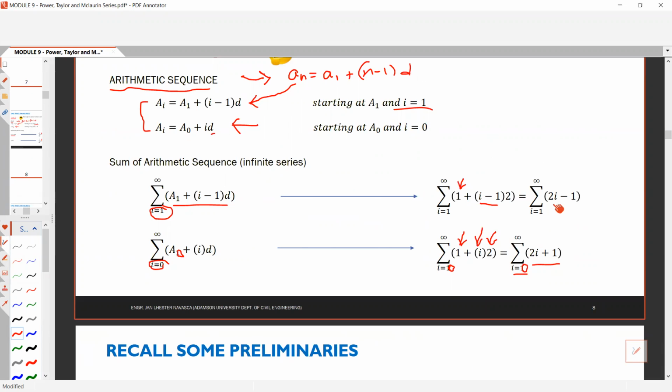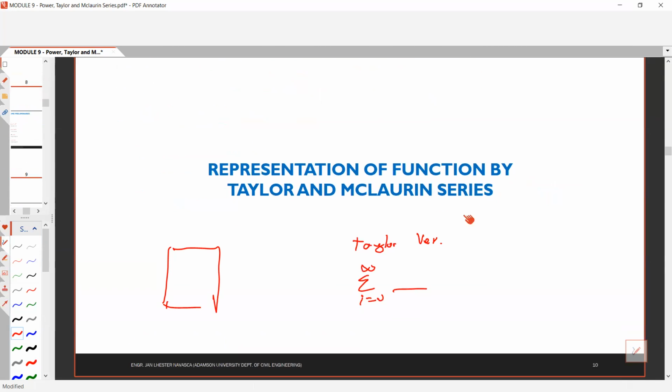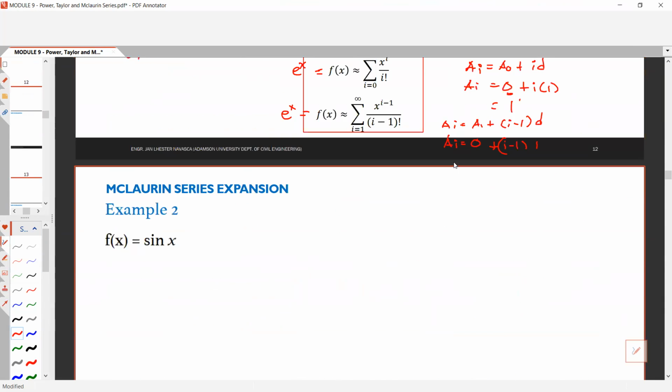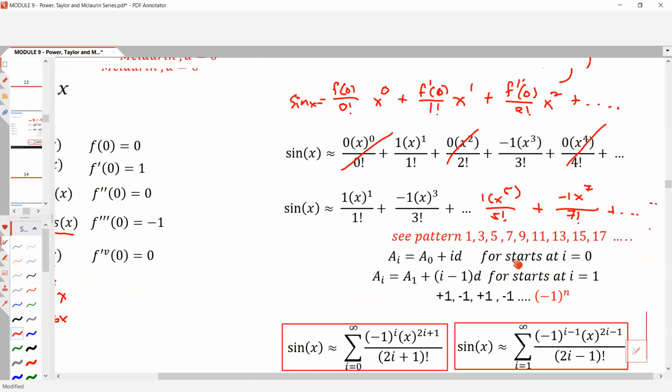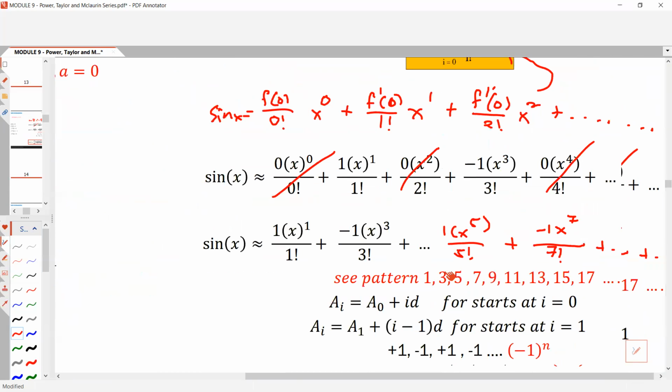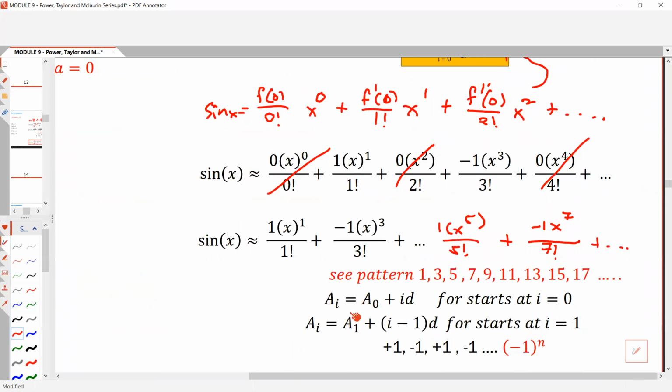So, if we start at 1, that is 2i minus 1. If we start at 0, that is 2i plus 1. Okay, so let's go back here. The formula if starting from i equals 0 is this one, and the formula for starting at i equals 1 is this one. Okay? This is the recall from our preliminaries.